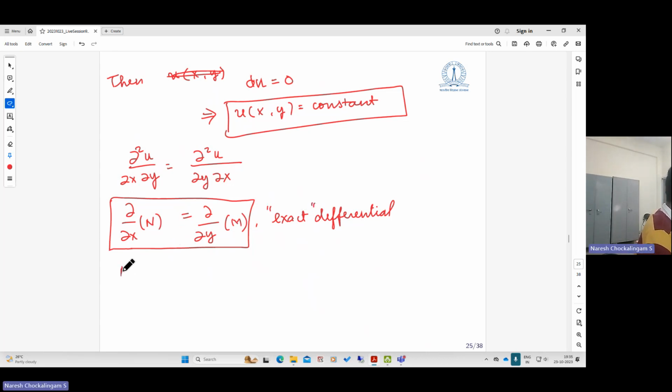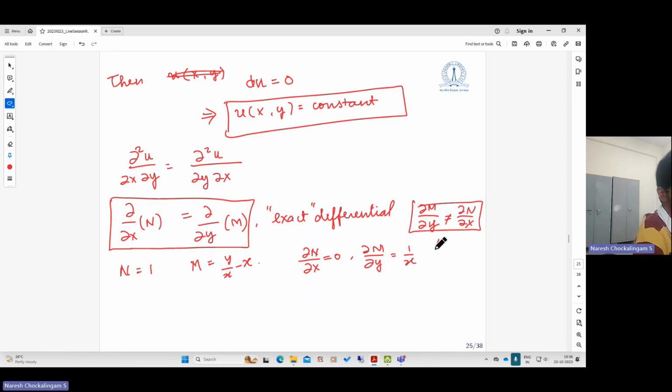So in our case, what is n? N is what is multiplying with dy, so n is 1, and m is y by x minus x. So we can clearly see that del n by del x is equal to 0, and del m by del y is equal to 1 by x. So clearly, del m by del y is not equal to del n by del x. Therefore, it is not an exact differential.